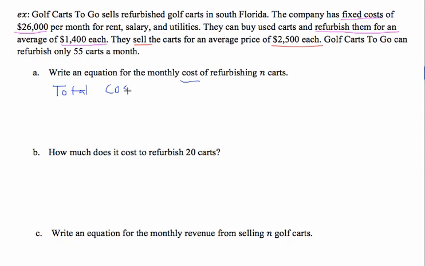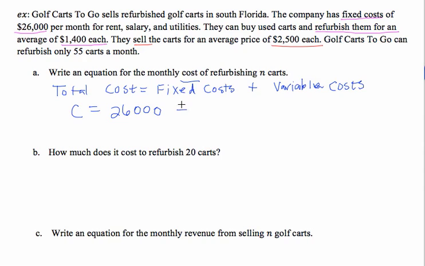Total cost is the sum of your fixed costs and your variable costs. So we want to take both of those into consideration here. And we want to find total cost, which I'm going to call capital C. My fixed costs are, we're looking at per month. It says monthly cost. This is all in per month. So $26,000 is my fixed cost per month. My variable cost, that's what it costs per golf cart.